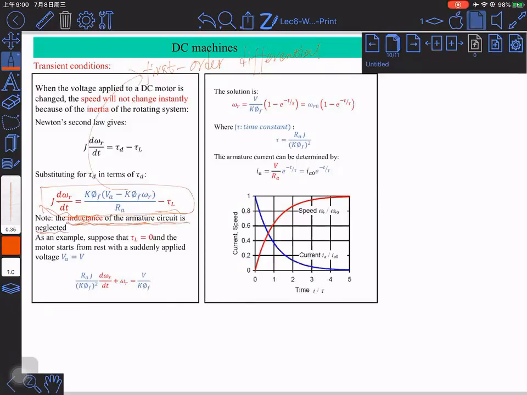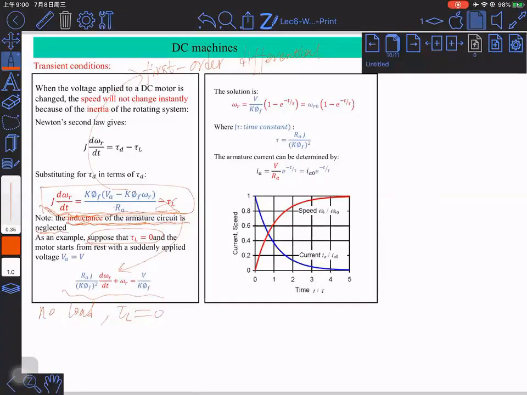Okay, now let's make a further assumption, which further simplifies our analysis. In this equation, on the right-hand side, we have two terms, the developed torque and the load torque. Now assume that we have no load. If we have no load, what happens? The load torque tau L equals 0. This is our second assumption. And if tau L is 0, obviously this equation cancels this part and can be rewritten to this form.